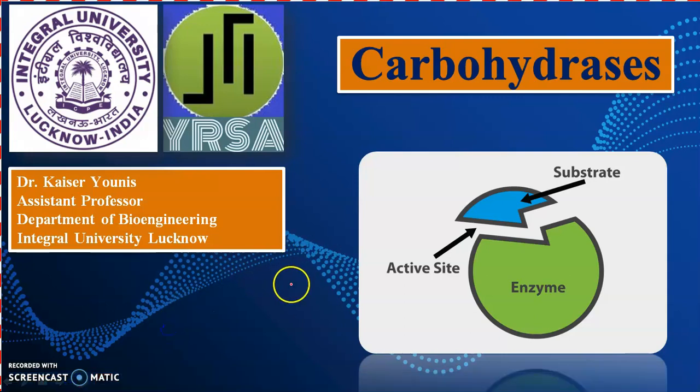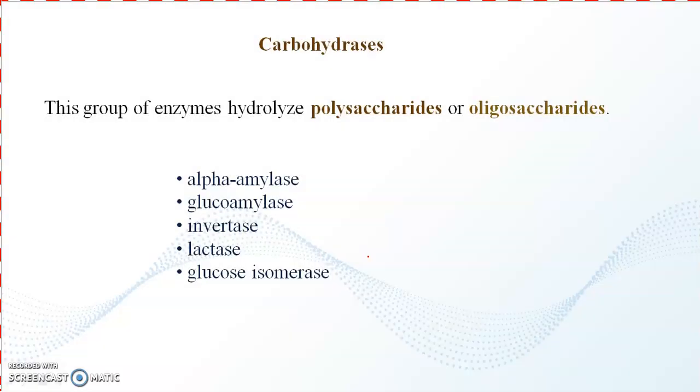Dear students, in this lecture we will study carbohydrases. This group of enzymes hydrolyzes polysaccharides or oligosaccharides. You know what polysaccharides are. These are long chains of glucose molecules linked together through glycosidic bonds. They can be branched or straight chain.